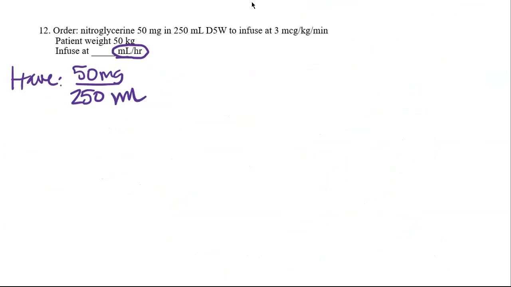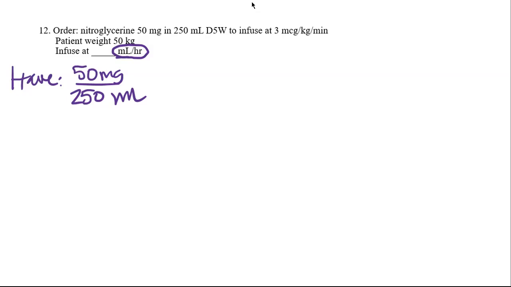Nitroglycerin, 50 and 250. We want micrograms per kilogram per minute. We've got a 50 kilogram patient, and we want the answer to be in milliliters per hour. So let's look at what we have: 50 milligrams and 250 milliliters. We could do some shortening of that, but let's just look at that and see what we have.